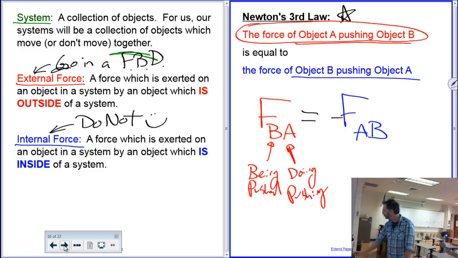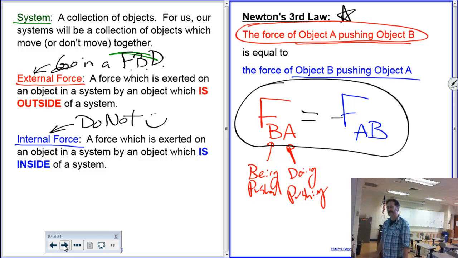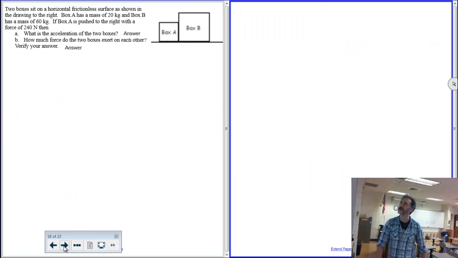All right, so we will be using this notation frequently in this section, okay? All right, so probably the easiest way to do this is to just dive in and do an example. So here we go.